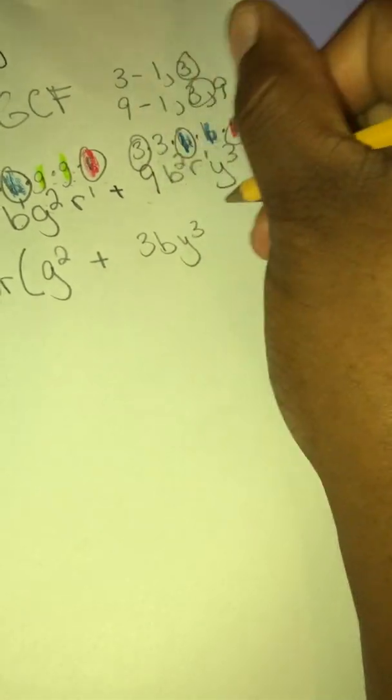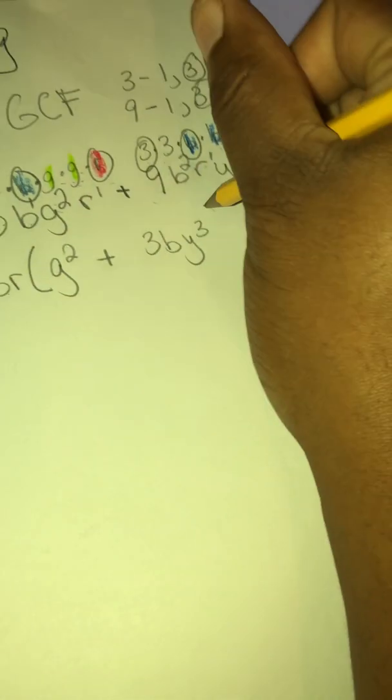I have here on this term a 3 left back because it's not circled. I have a B left back because it's not circled. And then I have 1, 2, 3 Y. So Y to the 3rd power. And I'll bring my parentheses a little closer. I thought it was going to be more. Okay? And that's the answer.